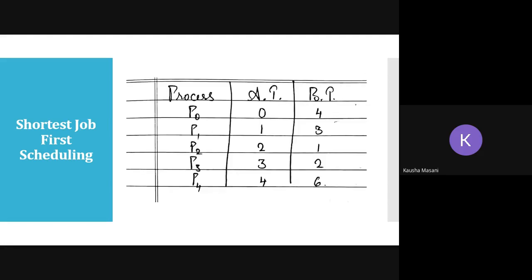Though we have already discussed it in the morning, to keep continuity we are going to discuss this example again. The process arrival time and burst time are given to you for P0, P1, P2, P3, P4. Now you have to prepare the Gantt chart. Let me take you to the Excel. I have to present the screen again.